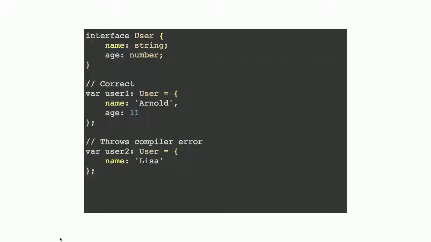So I created the interface user, and I defined, okay, a user has to have a name, which is a string, and an age, which is a number. I also defined the two variables again, as I did before. But now, before I can run it in the browser, I have to compile it. And in the compiler, it would throw the error that age is not defined. You have to define age.